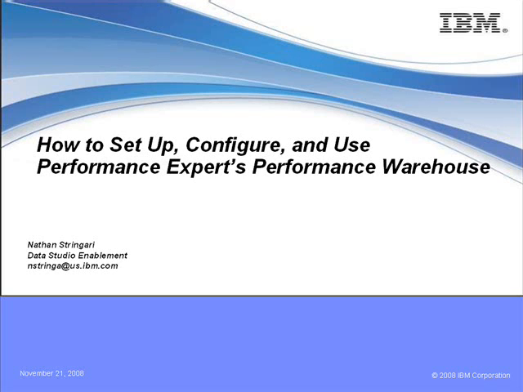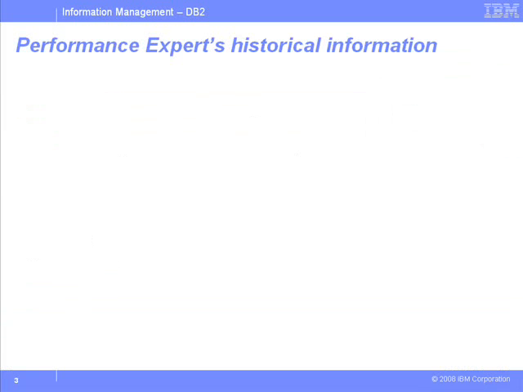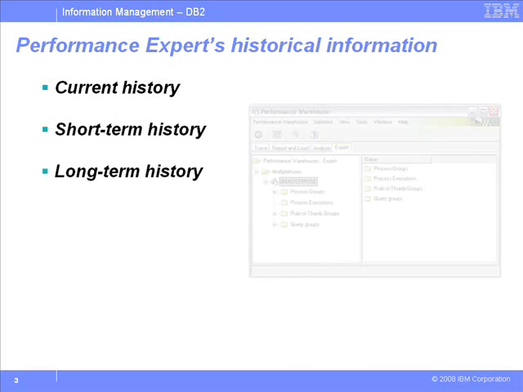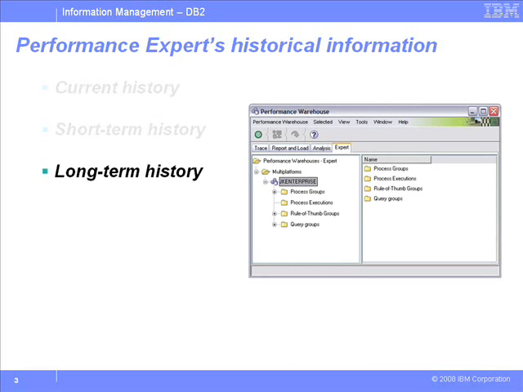Today I'm going to walk you through how to set up, configure, and use the power of IBM's DB2 Performance Expert's Performance Warehouse. Before we begin, let me quickly explain how Performance Expert gathers performance metrics information. Performance Expert's historical information is gathered in three distinct ways: current, short-term, and long-term history. Performance Expert's Performance Warehouse is focused on the long-term history, which is used for trend analysis.